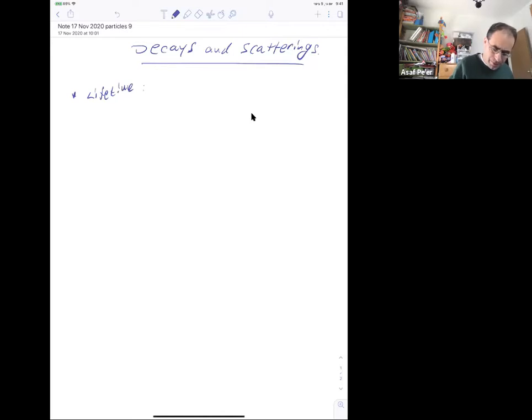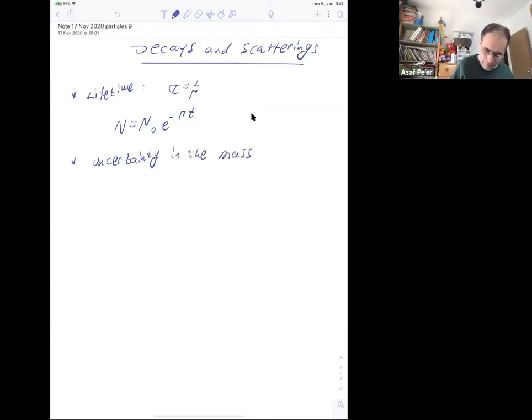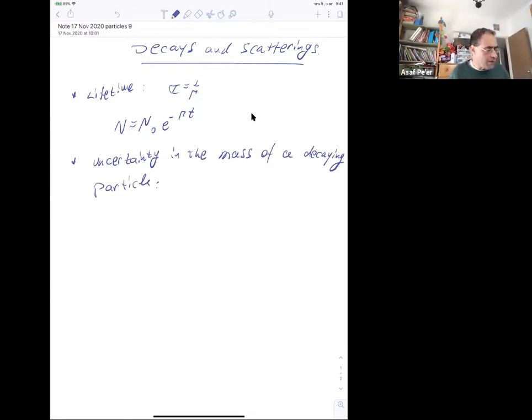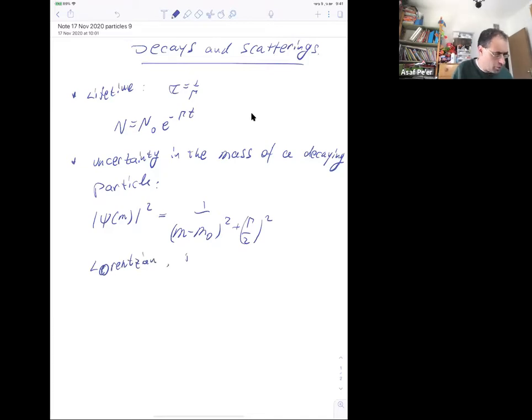Right? We said that tau is 1 over gamma, where N is N0 e to the minus gamma t. We spoke about the uncertainty in the mass of a decaying particle. Right, we said that the wave function is described by the Breit-Wigner function. This is something which is internal to the particle, right? It's not something because of the measurement. Psi of m squared is 1 over (m minus m0) squared plus (gamma over 2) squared. This is the Lorentzian or Breit-Wigner.